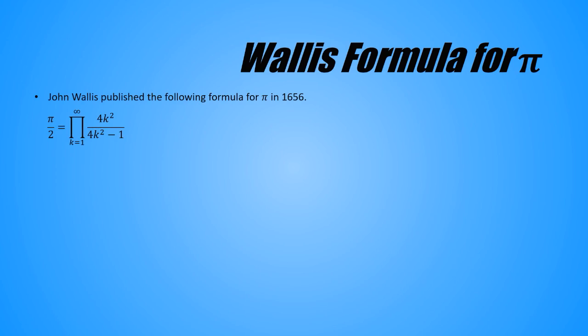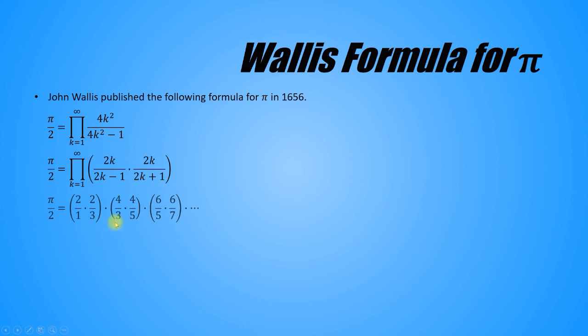John Wallis published the formula that is the subject of this video in 1656, and you can see it here. It's an infinite product. Strictly speaking, it's a formula for pi over 2, but of course, you can multiply both sides by 2 to get a formula for pi. Note the fraction inside the infinite product. The numerator is a perfect square, and the denominator is a difference of 2 squares. Consequently, it can be factored into this form. Plugging in the first 3 values of n, we see what the first 3 factors of the product look like.